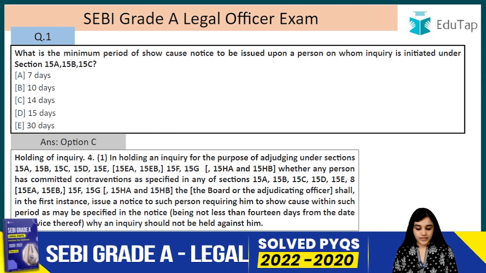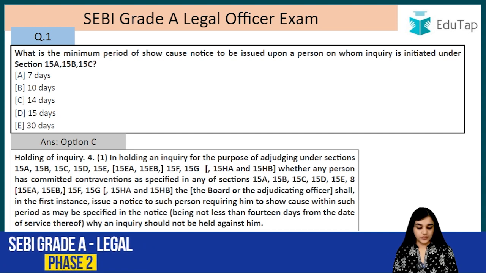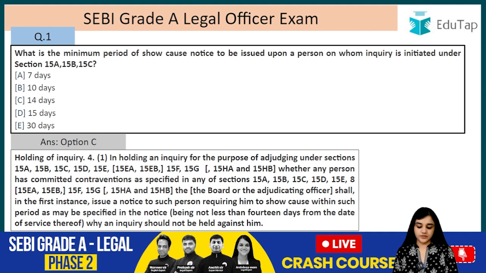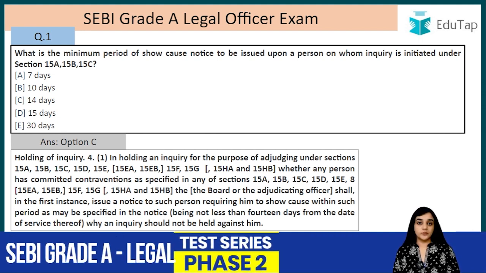So let's read this again. The board or the adjudicating officer shall in the first instance issue a notice to such person requiring him to show cause within such period as may be specified in the notice, being not less than 14 days from the date of the service thereof. So that is 14 days from the service of the notice. Why an inquiry should not be held against him. So he is required to come and tell why the inquiry should not be held against him.